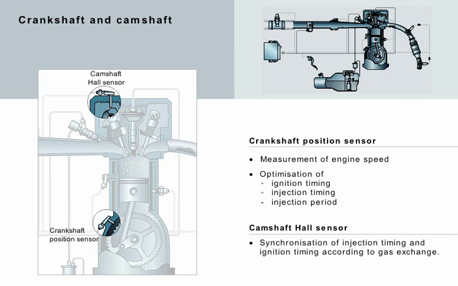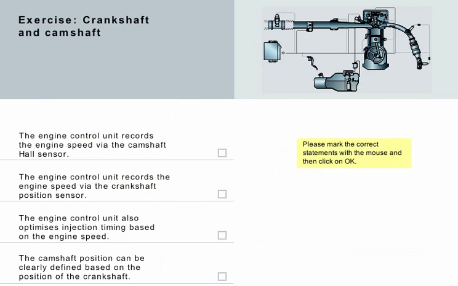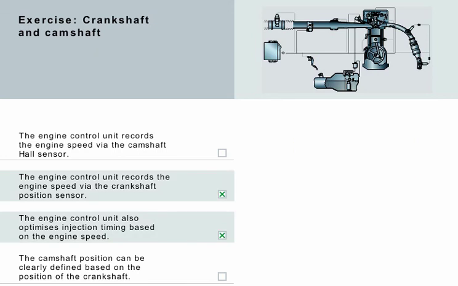Both sensors, the crankshaft position sensor and the camshaft hall sensor, supply the decisive input signals for the timing of both injection and ignition, as both procedures have to be synchronized precisely with the valve position and gas exchange. Please determine whether these statements concerning the crankshaft and camshaft sensor systems are correct. Correct.